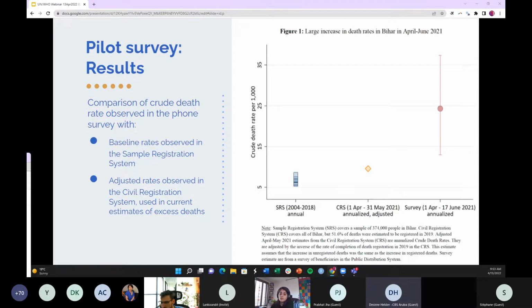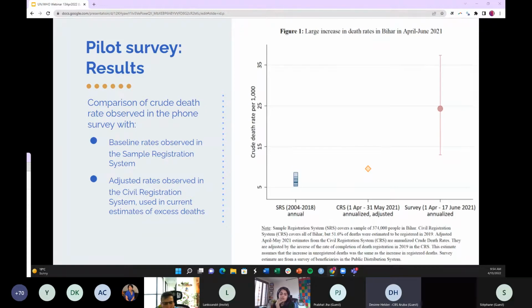The estimates we present here account for the fact that only about half the deaths in Bihar are registered, as was mentioned in the previous presentation as well. So we've assumed for these calculations that the surge in unregistered deaths was the same as it was in registered deaths. In the red circle, we present estimates from our pilot survey. Notice the large standard errors, given that it's just a pilot with a small sample size. However, the confidence intervals were still outside the crude death rates observed in the sample registration system.